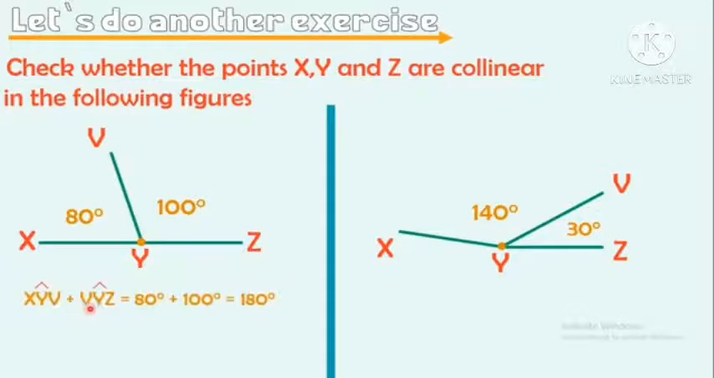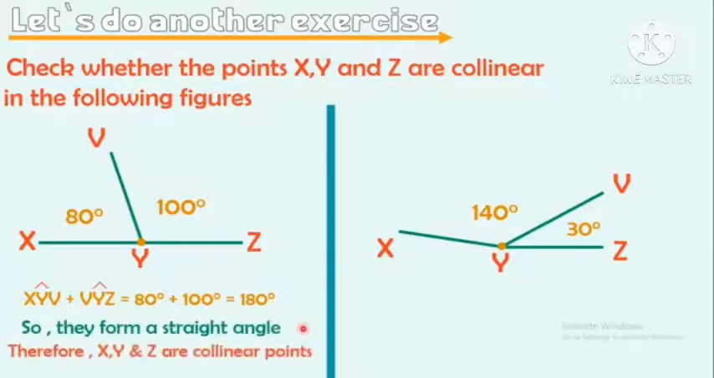Okay, XYV plus VYZ equal 80 plus 100 degrees, which is equal to 180 degrees. What does it mean? So they form a straight angle. Therefore, x, y, and z are collinear points. They form a straight angle.